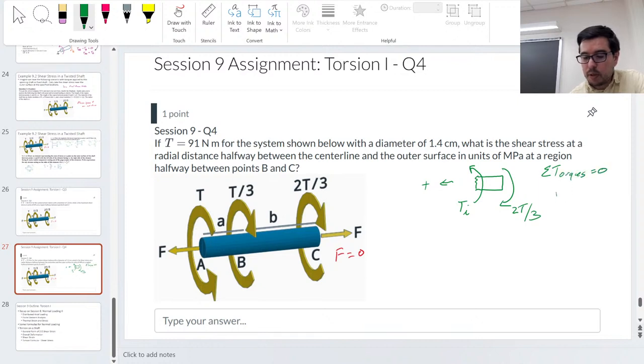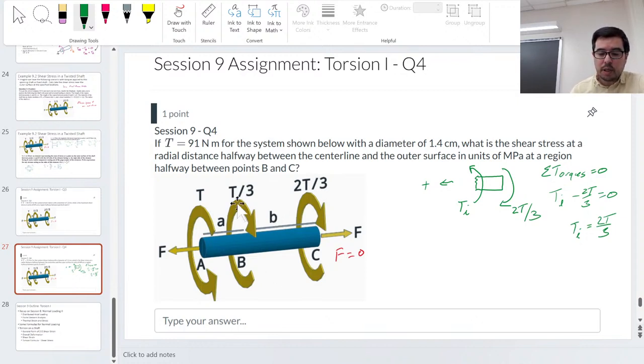We have a TI. And then it's going to be minus 2t over 3 is equal to 0. So the TI is just 2t over 3. So we agree on that part, right? Okay.